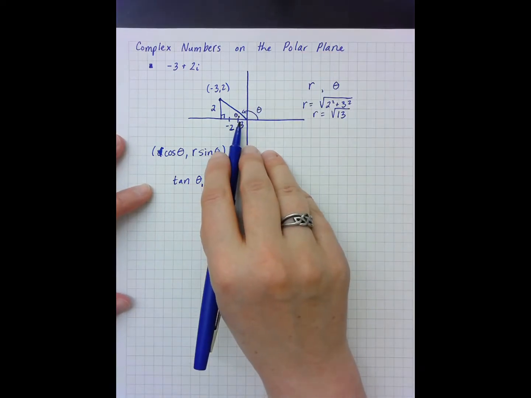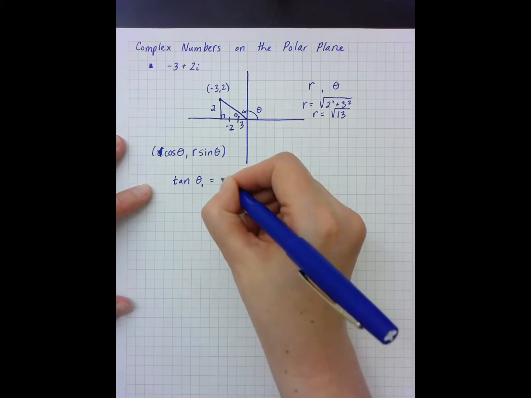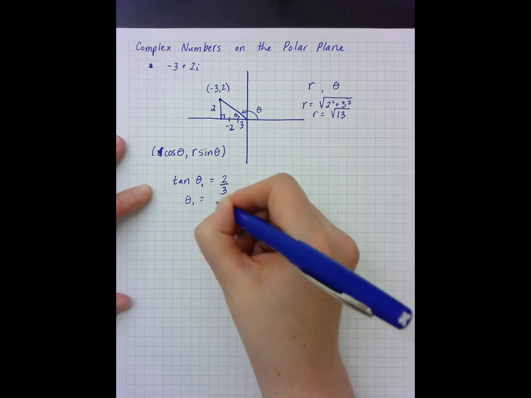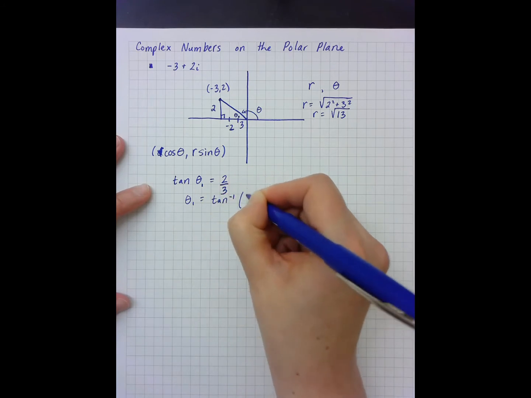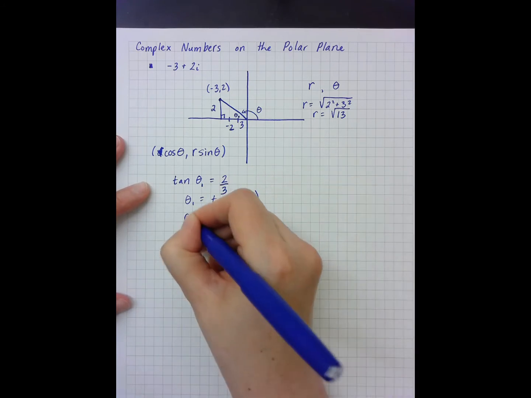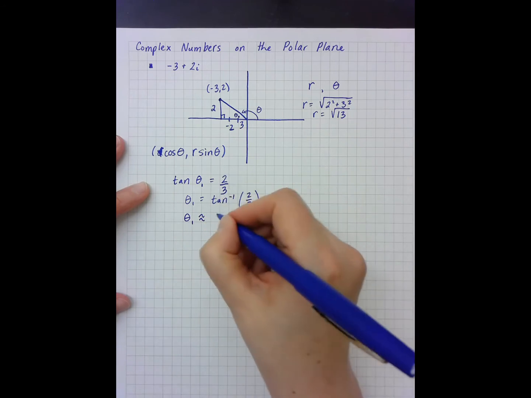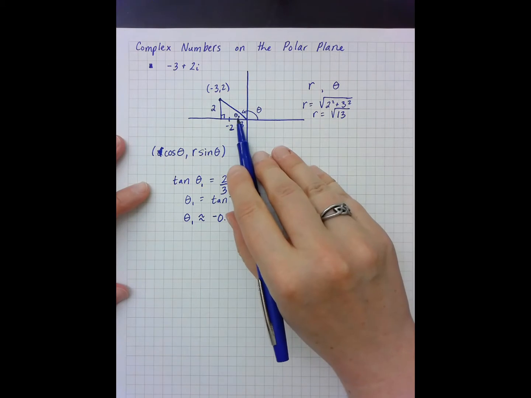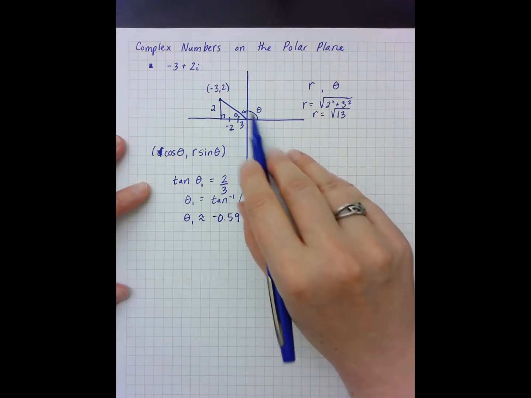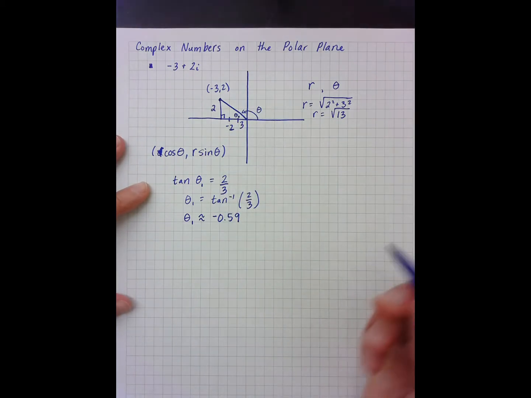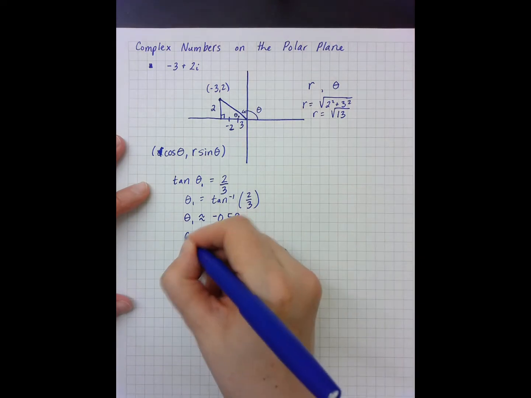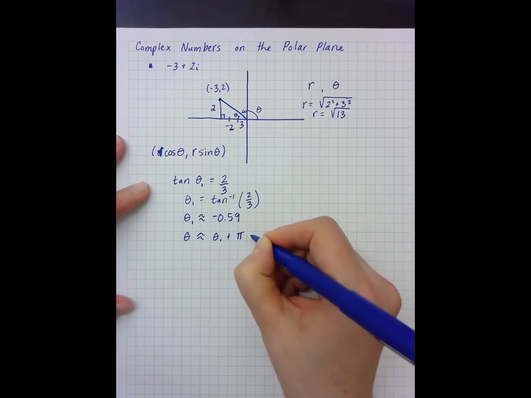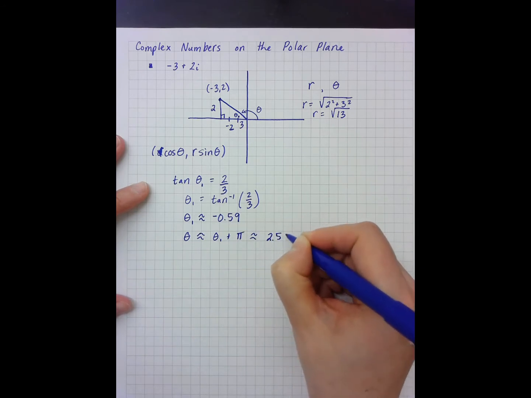So remember, tan is opposite over adjacent, so tan of theta is 2/3. So theta 1 is going to be tan inverse of 2/3, which means theta 1 is approximately -0.059. But I was actually trying to find this angle, and so I have to add pi to that. So theta is approximately theta 1 plus pi, which is approximately 2.55.